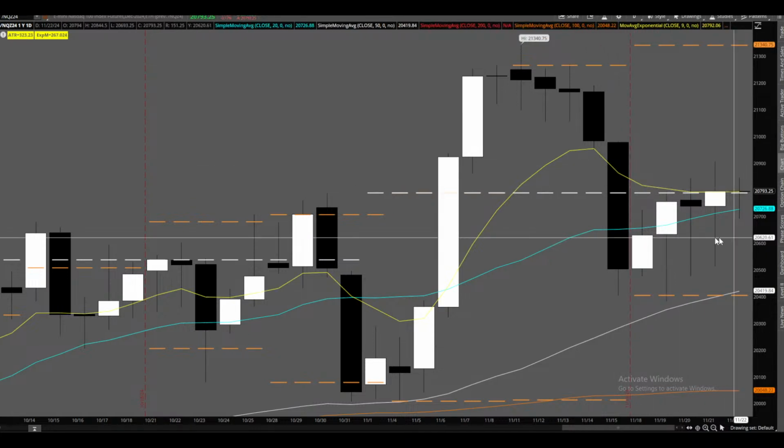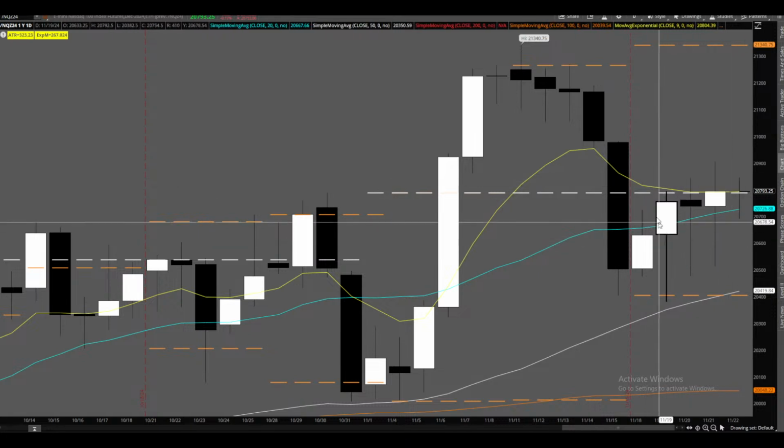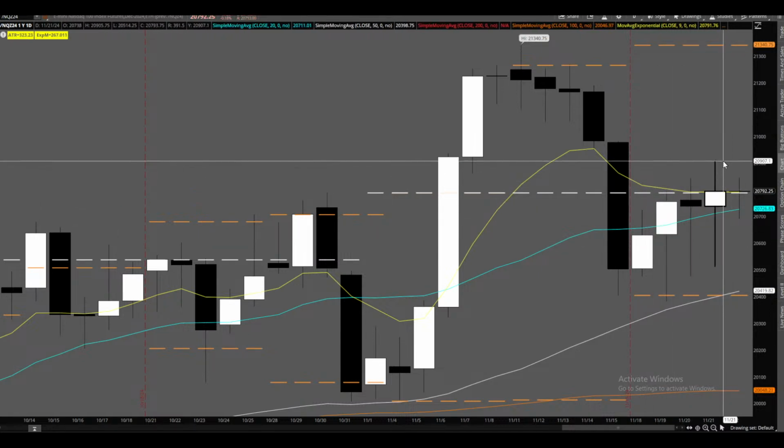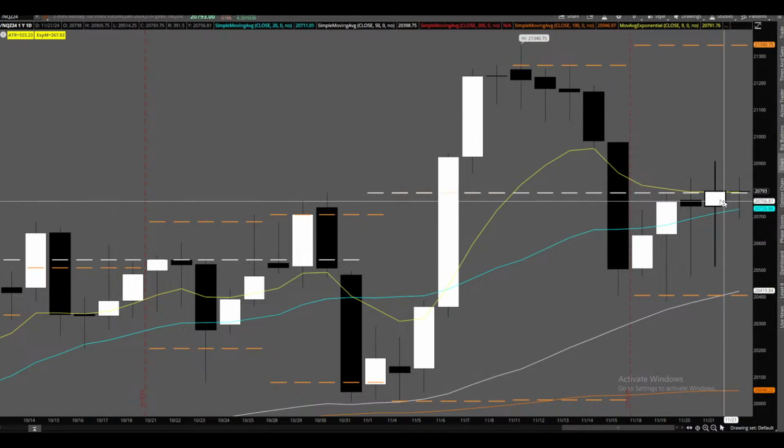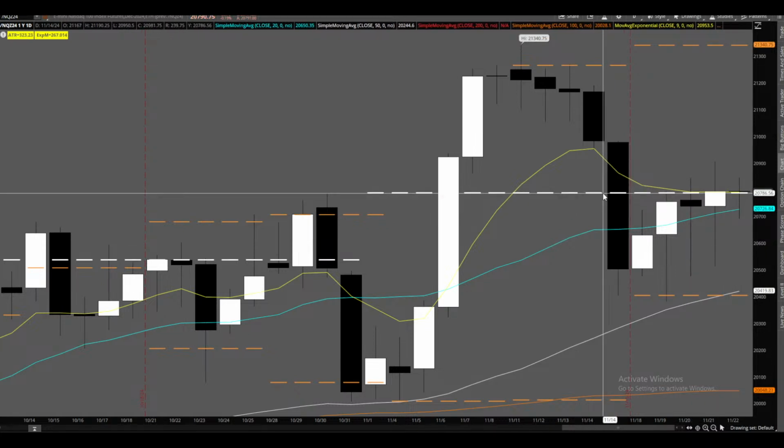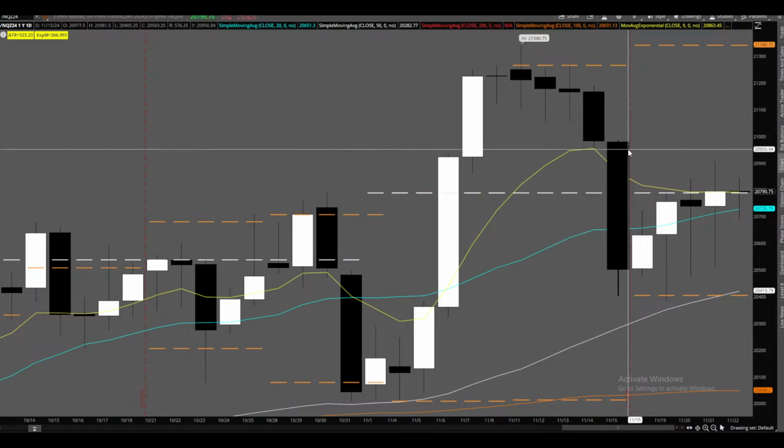Remember, this is still balanced, right? Broke out a little bit back here. So that monthly level, let's call it 207.86, I think it is. That's the last month's highs. I think that's a level to watch today.